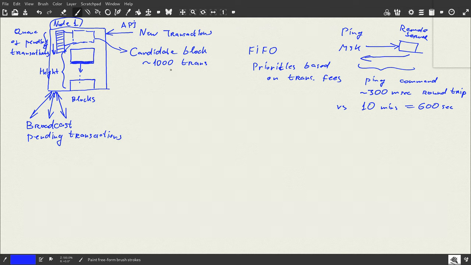What would node one try to do then? It would try to, obviously this candidate block is referring to the topmost block, the existing one in the blockchain. So it will now try to hash the candidate block.